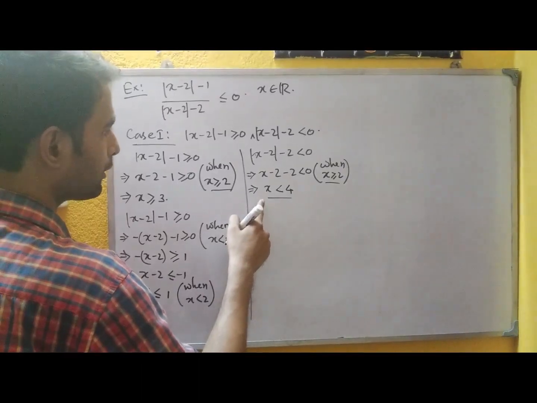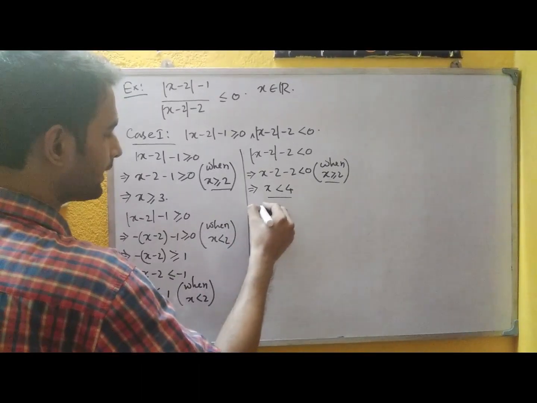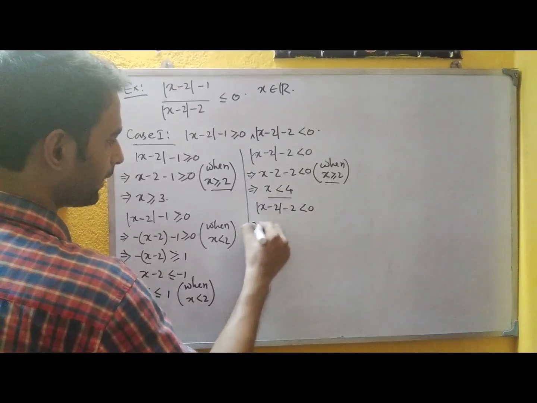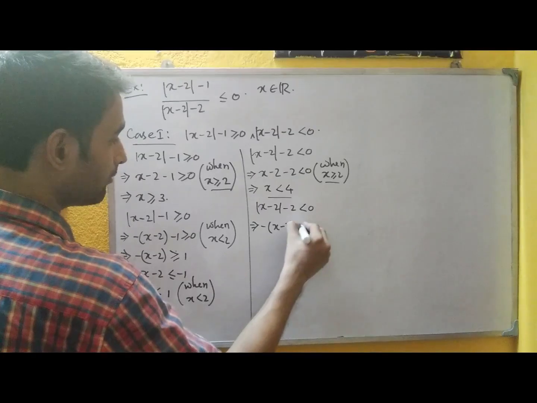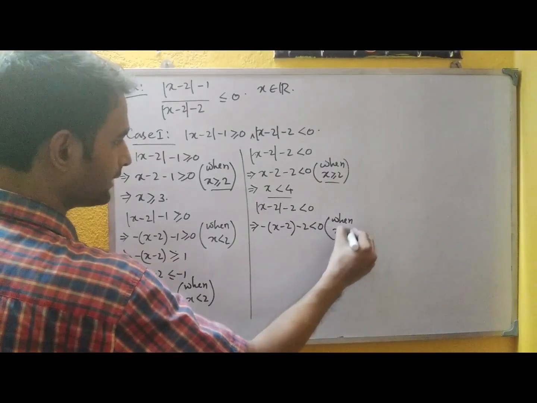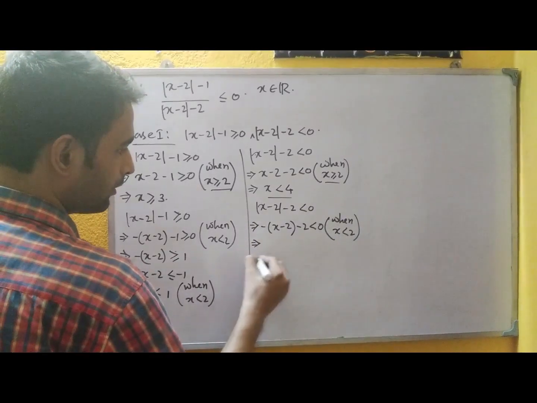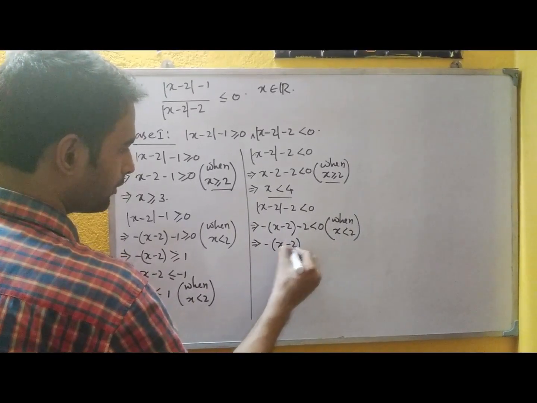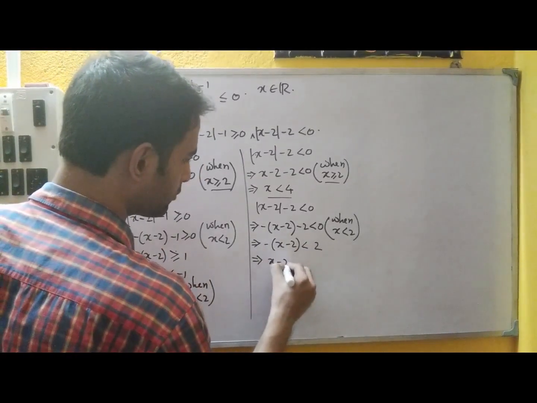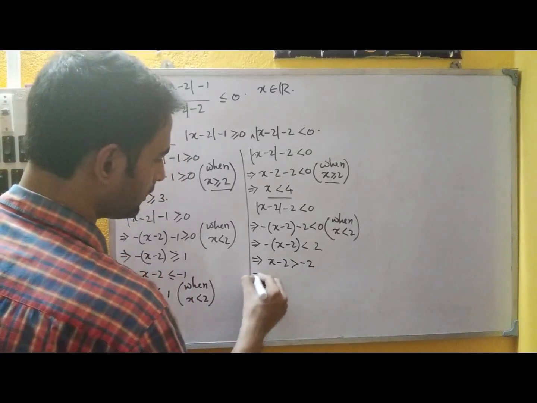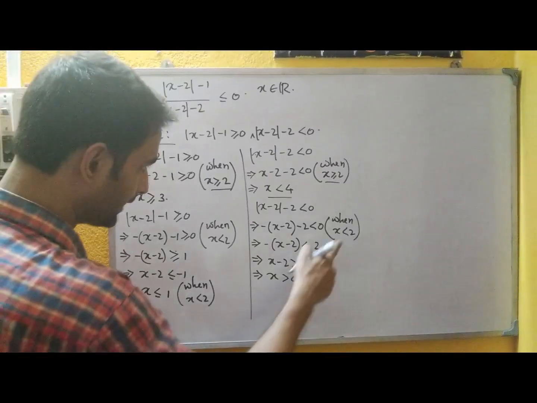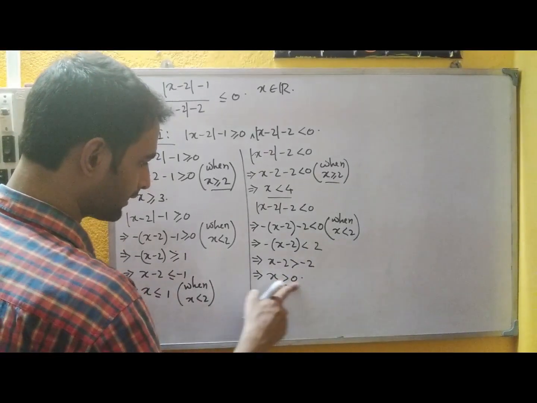And in the second case, that is mod of x minus 2 less than 0, it will imply minus of x minus 2 less than 0. That will happen when x is less than 2. So from here we can say mod of minus of x minus 2 is less than 2. That means x minus 2 is greater than minus 2. That means x greater than 0. So when x is less than 2, x is greater than 0.